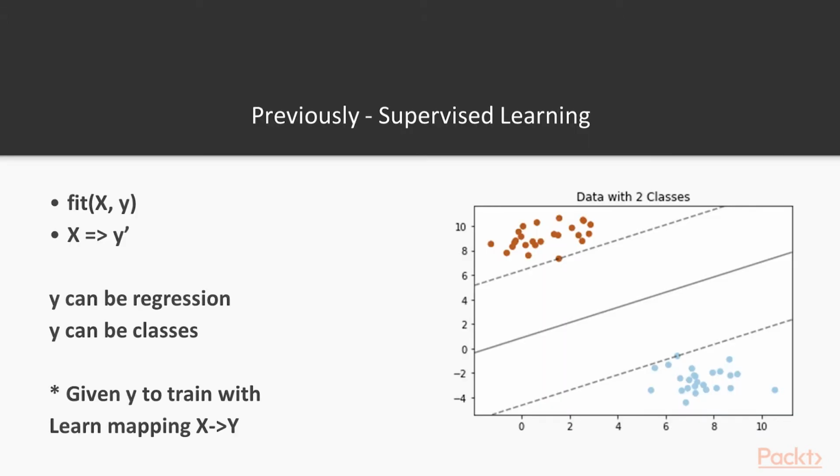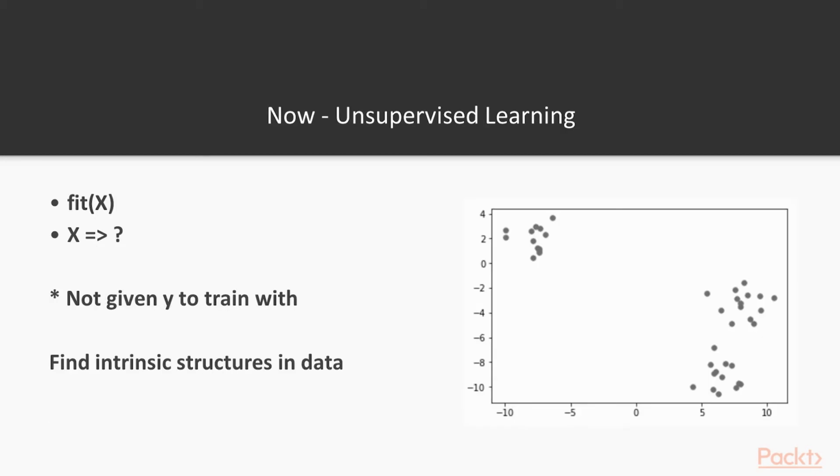So previously, in our setup of supervised learning, we had an X and a Y. We had our data inputs and we had our Y outputs, and these were our labels. This can be for regression tasks, for classification tasks, but we were given a Y and we were given this task of learning a mapping from X to Y. In unsupervised learning, we are given X, but we are not given Y. And the purpose of unsupervised learning is to find intrinsic structures in the data without relying on any labels.